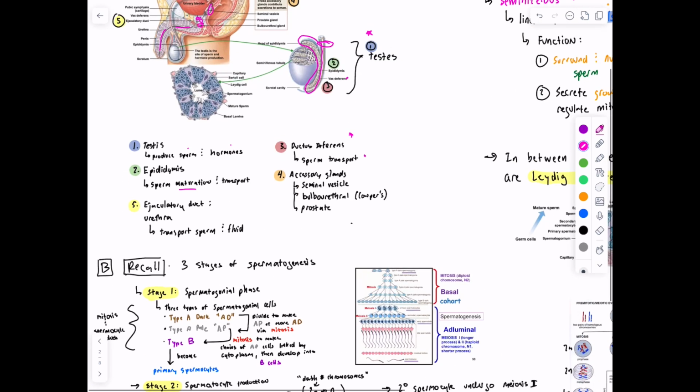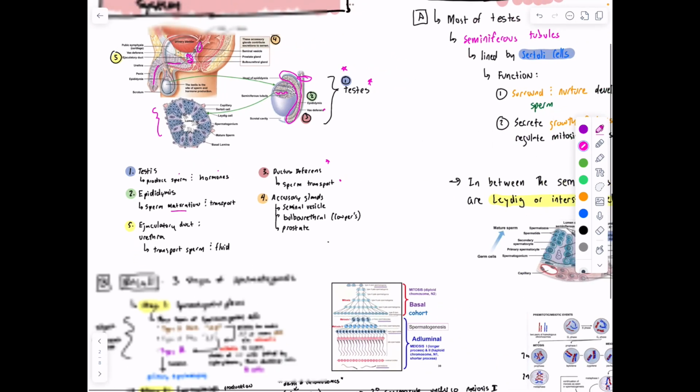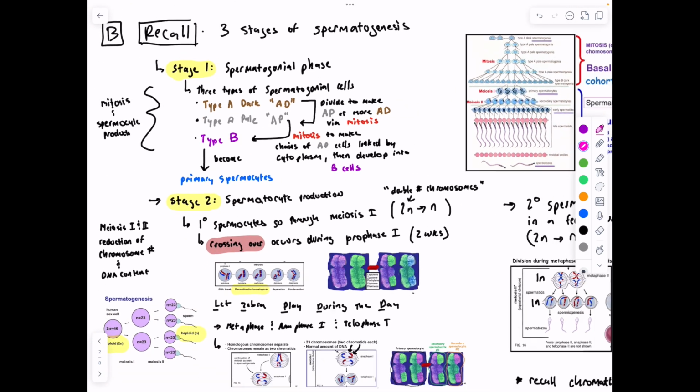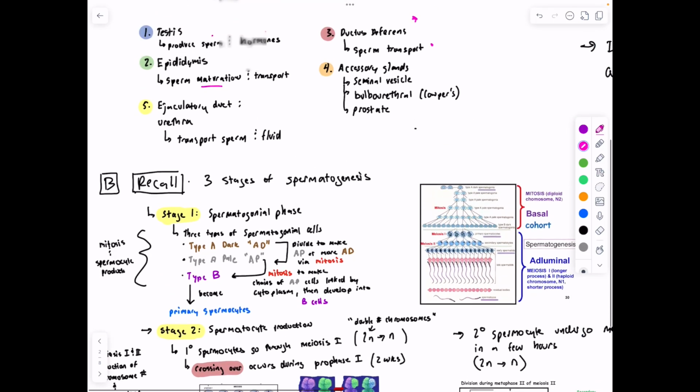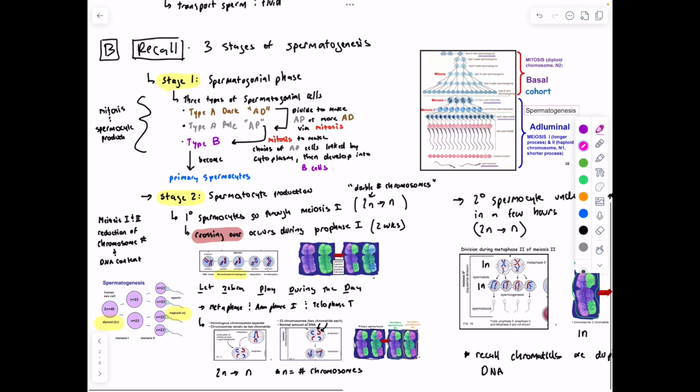So going back to the testes, which is where we know spermatogenesis is occurring, in particular within our seminiferous tubules and these different lobules we had. Our spermatogenesis is happening in 3 phases, right? We're starting with our spermatogonia, which are in our basal compartment. The first of our 3 phases is the spermatogonial phase, where we have 3 types of spermatogonial cells. We have type AD, which is type A dark. We have type A pale, aka AP, and then we have type B.